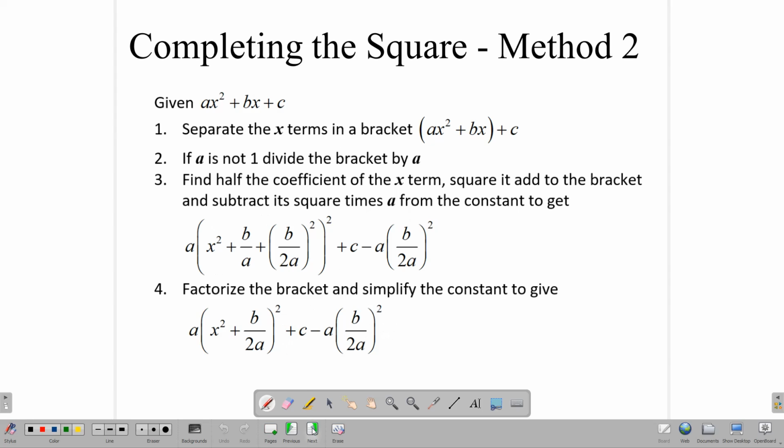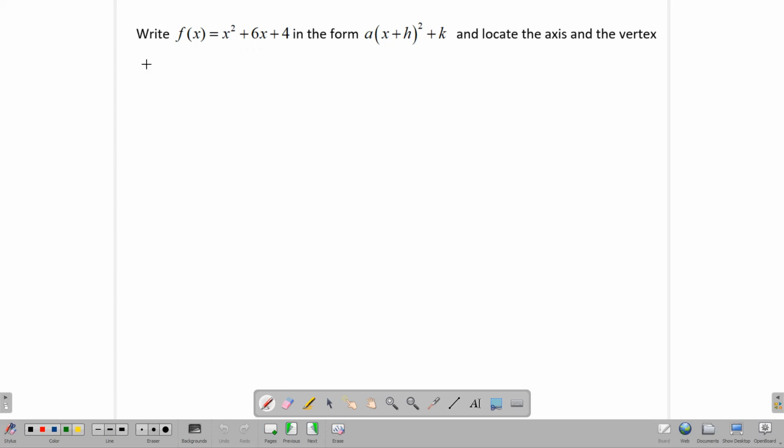So let's look at the same example. f of x is equal to x squared plus 6x plus 4, and we're going to use this as straight manipulation. So let me walk you through it. So first, we separate the x terms. Notice this a is 1, so we don't need to divide. We will look at an example later on where we need to divide. We don't need to divide here.